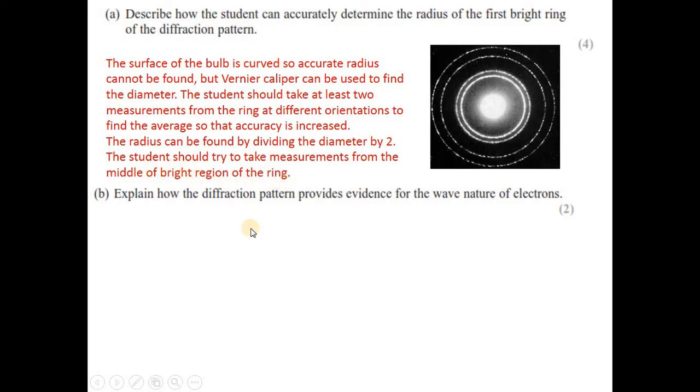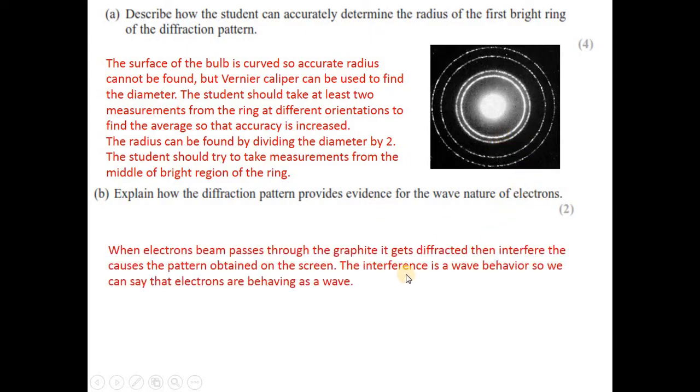Explain how the diffraction pattern provides evidence for the wave nature of electrons. Again, a typical question from this topic. You can say that when an electron beam passes through the crystal, the graphite, whatever they give in the question, the electrons diffract, and after diffraction they interfere with each other and produce an interference pattern, a diffraction pattern, which is wave behavior. So the electron is behaving as a wave.